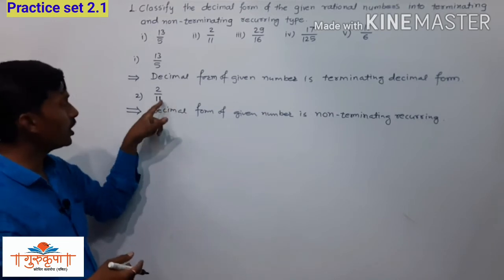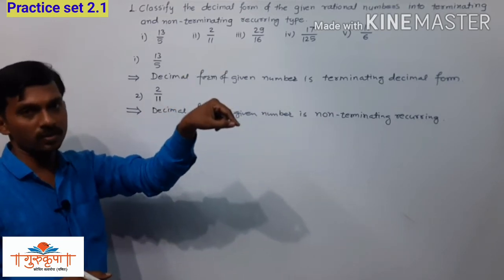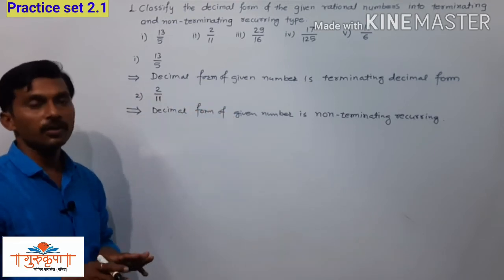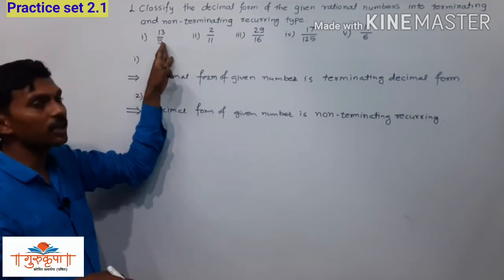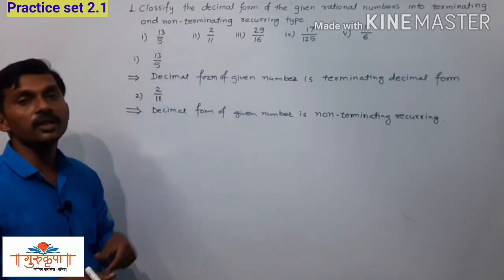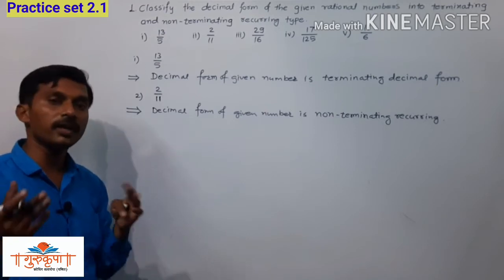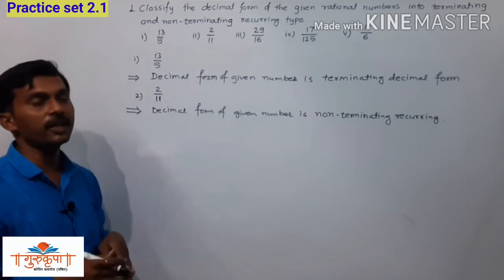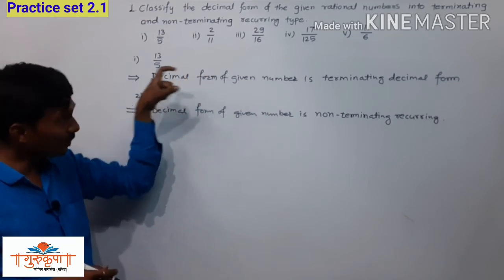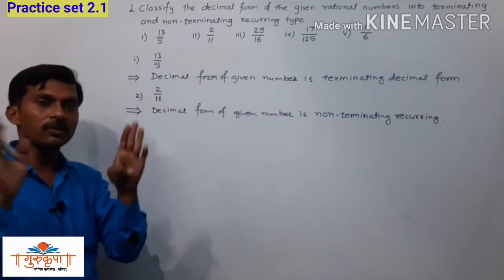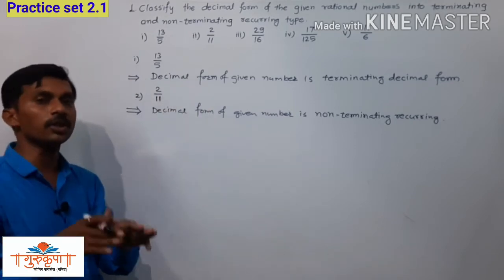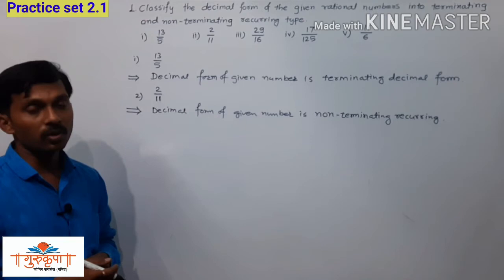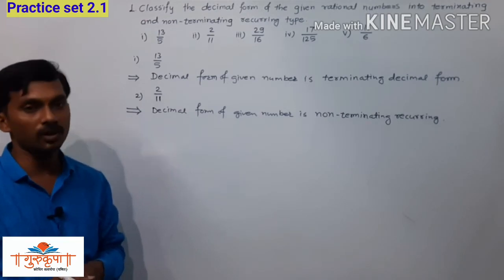You can divide this 2 by 11 and you can get the answer also. But here it is not necessary to divide. Just by the observation we have to determine whether it is terminating decimal form or it is non-terminating recurring decimal form. It is not necessary to divide, and if you are unable to decide by the observation, you can divide on the rough page, and from that division, from the quotient, you can understand whether the given number is terminating decimal form or non-terminating recurring decimal form.